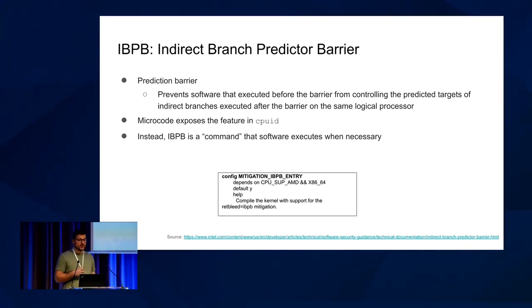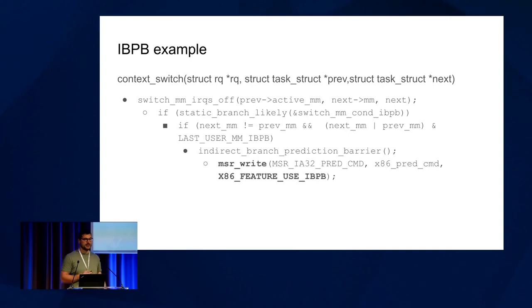And we have a configuration for that called IBPB on entry. And that's how it works. Very similar to a load barrier. Here's an example in the Linux kernel code. Every time the scheduler is changing a process, it goes to an MSR write, which is just flushing whatever was predicted from the previous process.